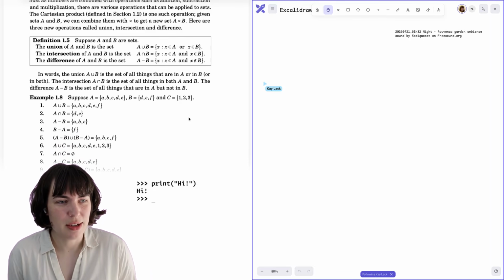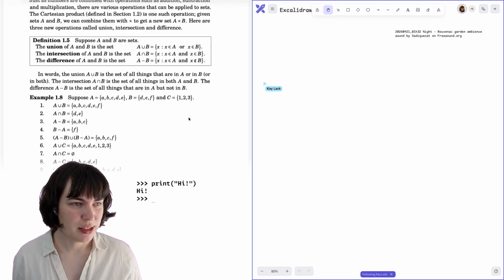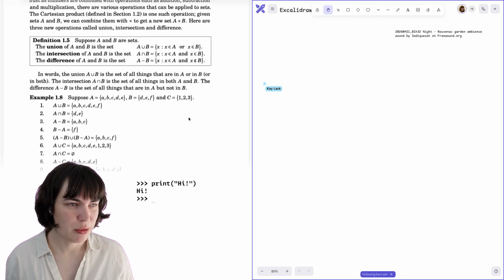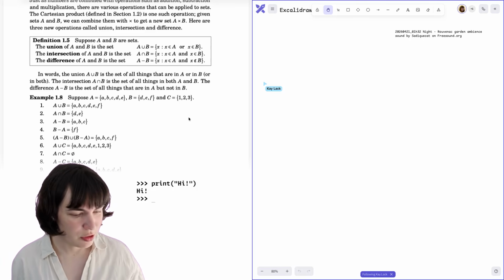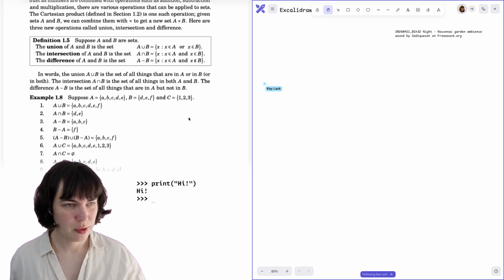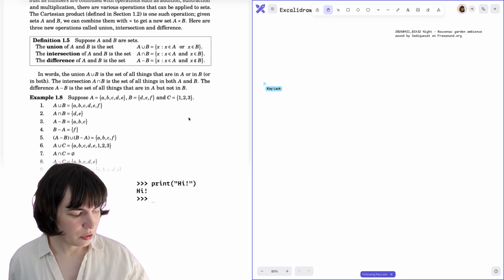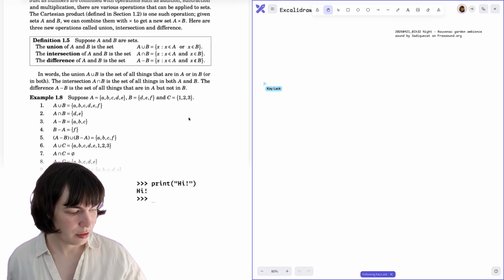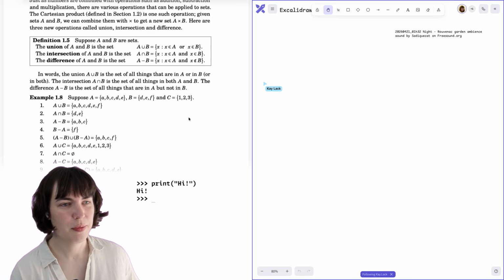Suppose that A and B are sets. The union of A and B is the set. Okay, so we've got definition and builder notation here. We've got some new symbols as well. We've got a U. We've got a kind of N. We've got a difference, which I guess looks like subtraction, so fairly intuitive.